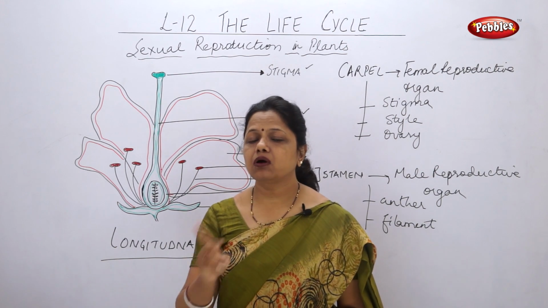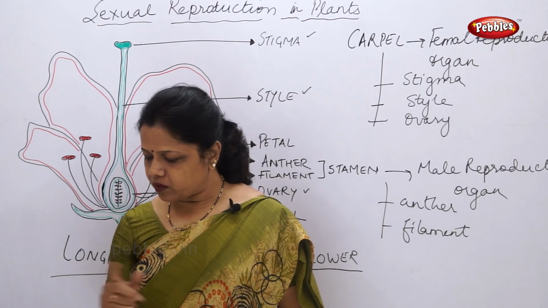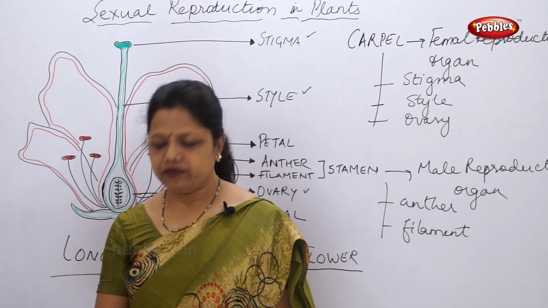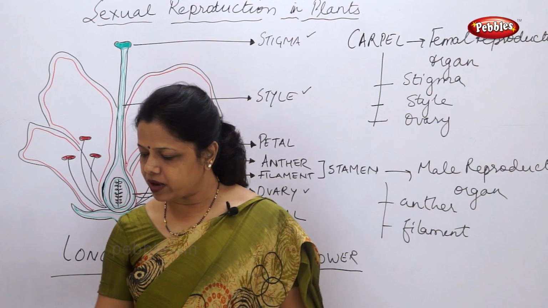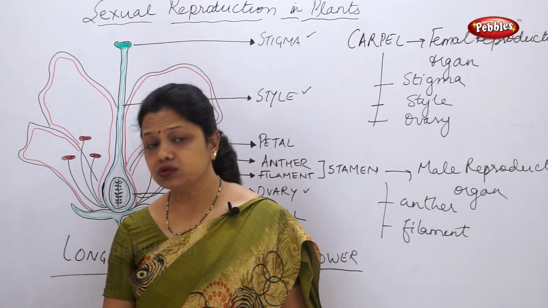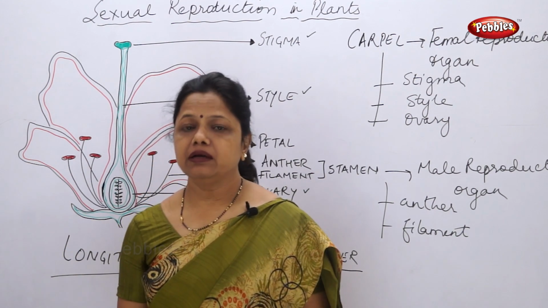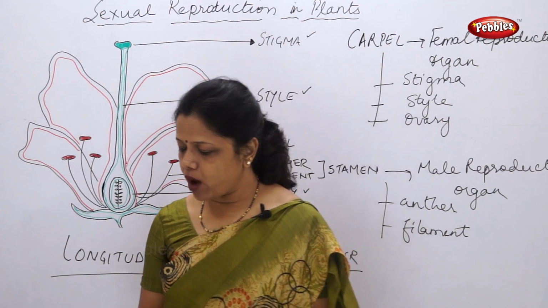This is called cross-pollination. Now there is a question on page 154. In the absence of honeybees, the yield of sunflower goes down tremendously. Yield means produce. And why?